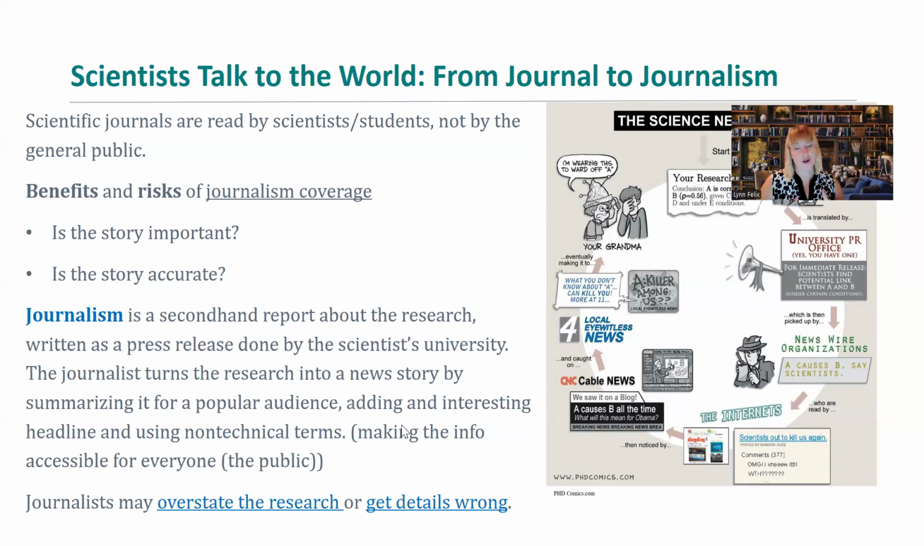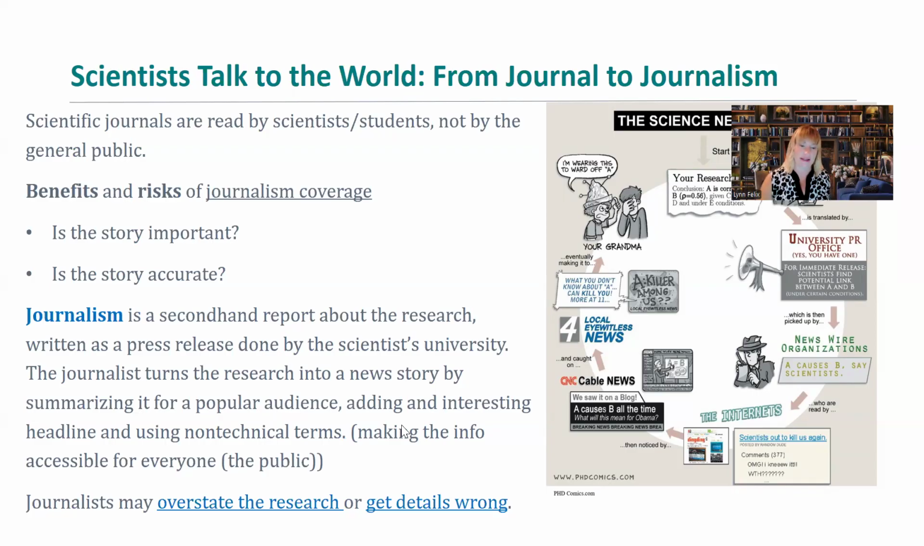So scientific journals are read by scientists and students, not by the general public, right? So journalism coverage then takes what the scientific journal has written and kind of changes it up, makes it simplified so that the general public could read it.